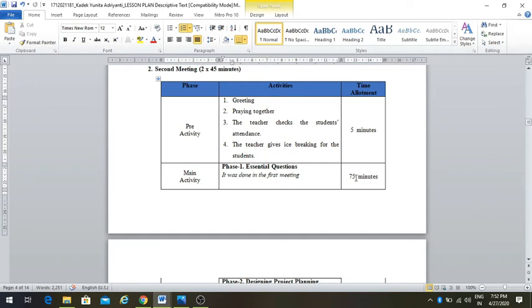Okay, I already tried to find the illustration of this ice breaking, but I didn't find anything. So I'm so sorry I can't give you the illustration of this ice breaking. I hope you can clearly understand the ice breaking that I made.